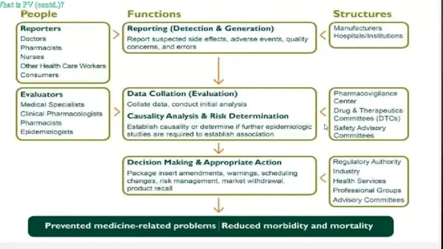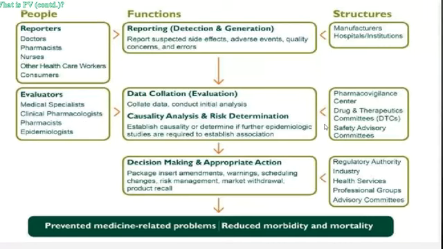So what are the people, functions and structures? How are they? People: reporters, doctors, pharmacists, nurses, other healthcare team members. Then we have consumers. Then reporting and detection: they are going to report suspected side effects, adverse events, quality concerns, errors. So many things they are going to report. Everything which is in the definition of adverse event, they are going to report to us. Then manufacturers and hospitals are also going to send us reports.